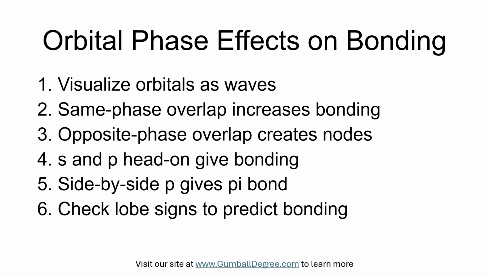For p orbitals, side by side with matching phases, you can get a pi bond with increased electron density above and below the bond axis. But if the phases are opposite along that contact region, the overlap cancels and you get an antibonding pi orbital. Visualizing the sign of the orbital lobes and where the electron density ends up makes it easier to predict whether a given overlap will stabilize or destabilize the molecule.